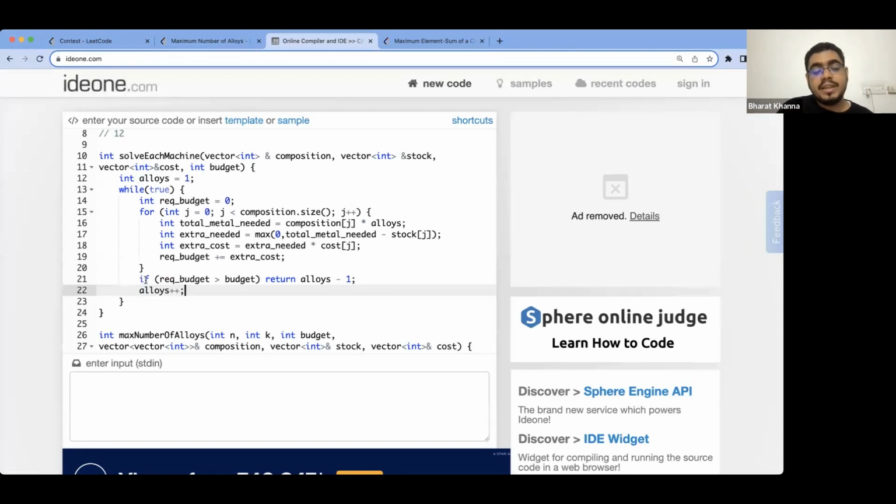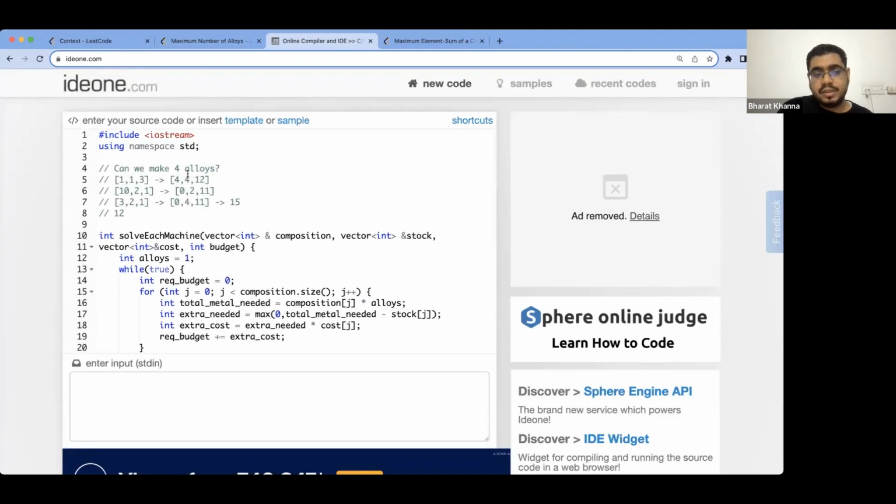So as soon as we find the first count where our budget exceeds, that means that we cannot make it. Less than that we can make. So I'd return minus 1. Okay. If we can make this much, yes. So first we tried making one, right? So let's say the budget did not exceed. For example, in this case, when we try to make one, what will happen?